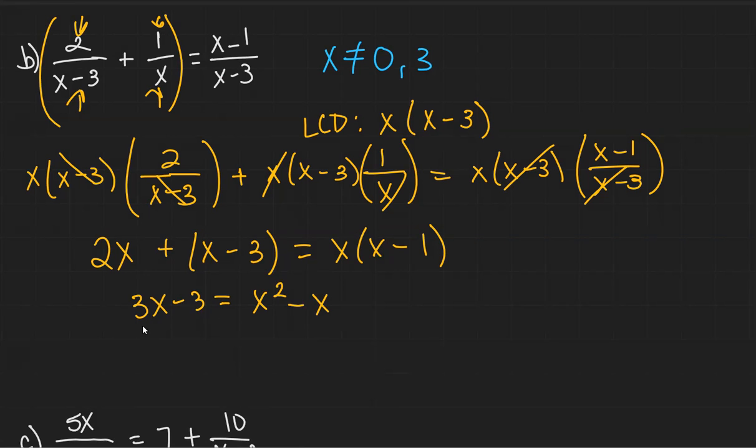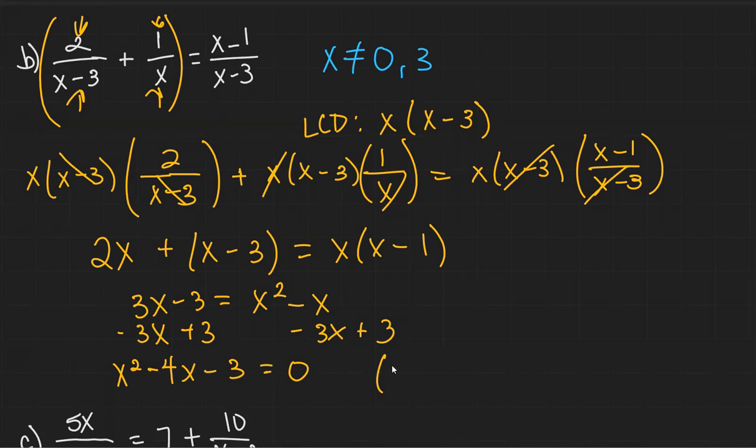Let's get everything on the same side. Let's go ahead and subtract 3x, add 3. Subtract 3x, add 3. We can just kind of flip. I get x squared minus 4x minus 3 is equal to 0. Okay, can we factor this or plug it into the quadratic formula, whatever your desired method is?